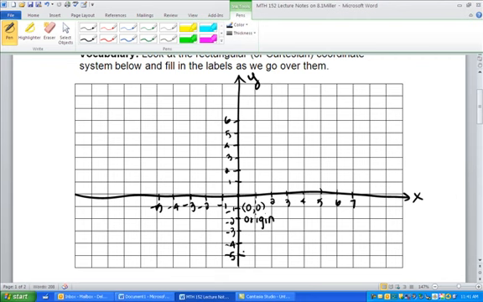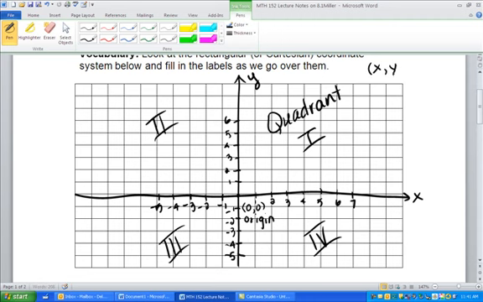Okay, now the two coordinate axes divide the plane into four regions called quadrants. When we start numbering, quadrant 1 is in the upper right corner. Then we go to 2, 3, and finally 4. Now the points that we graph on these are called ordered pairs. They are ordered pairs because the x, which is the horizontal move, comes first. The y, which is the vertical move, comes second.